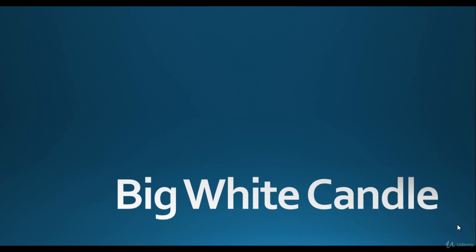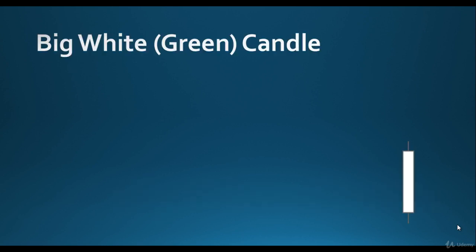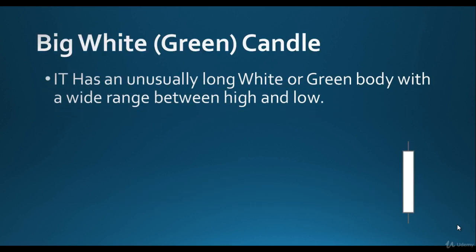Big white candle. Now, a big white candle is like this. It has an unusually long white or green body with a wide range between high and low. So it's a complete wide range.